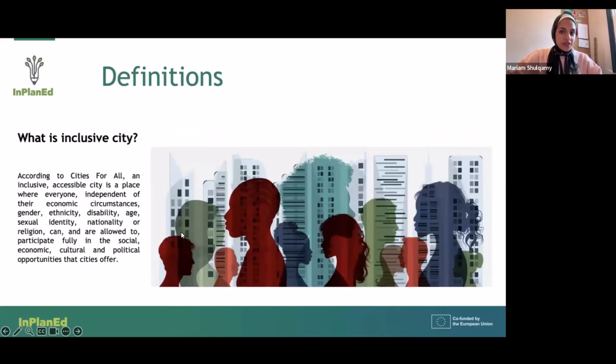Now, to conclude the introduction part, I believe you can now understand the meaning of an inclusive city. According to Cities for All, an inclusive city is one where everyone, irrespective of economic circumstances, gender, ethnicity, age, or disability, can fully participate in the city's social, economic, and cultural life. This definition will guide our understanding of the concept and will help us understand more throughout this presentation.